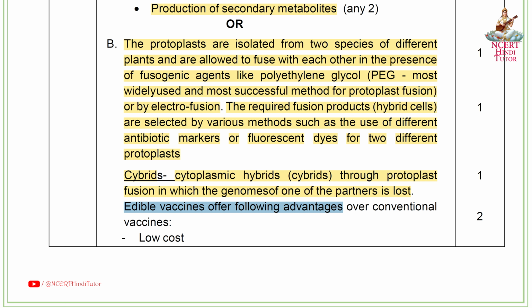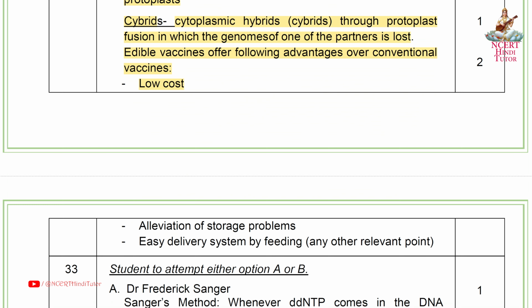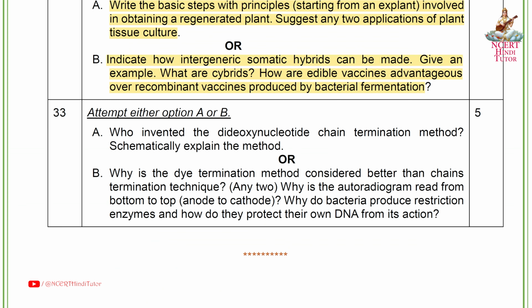Edible vaccines offer the following advantages over conventional vaccines: low cost, alleviation of storage problems, easy delivery system by feeding. You can write any other relevant point. Question 33. Attempt either option A or B.